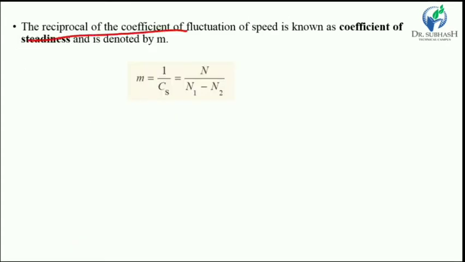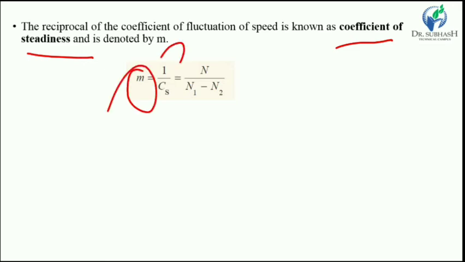Now the reciprocal of the coefficient of fluctuation of speed is known as the coefficient of steadiness. So the coefficient of steadiness is nothing but the reciprocal of the coefficient of fluctuation of speed. The coefficient of steadiness is denoted by m, and it is nothing but the reciprocal of the coefficient of fluctuation of speed, Cs, or the equation is the inverse of Cs.